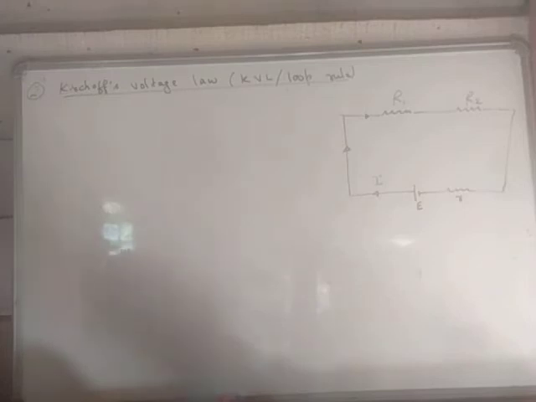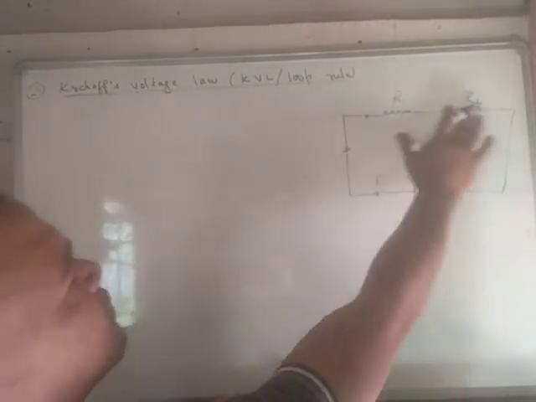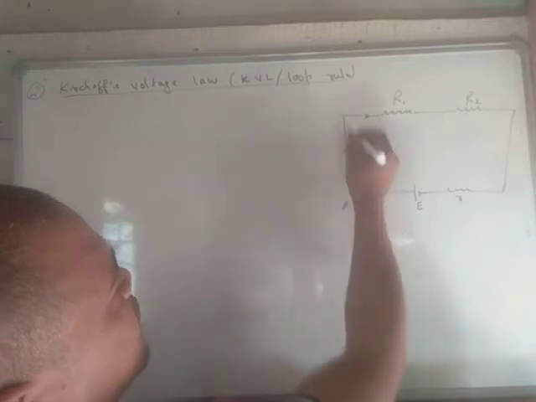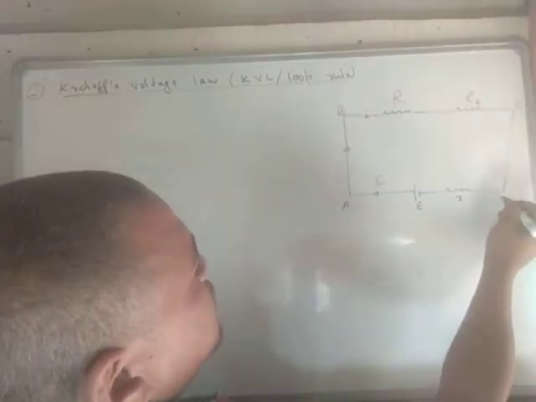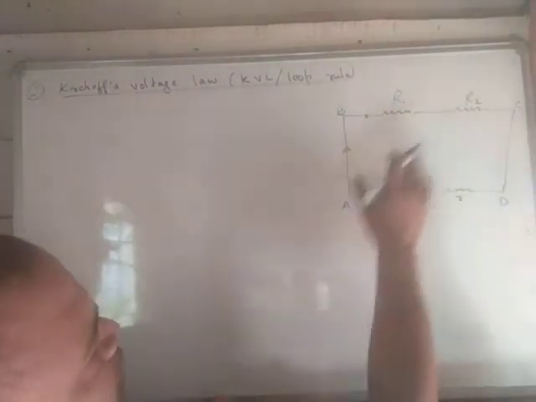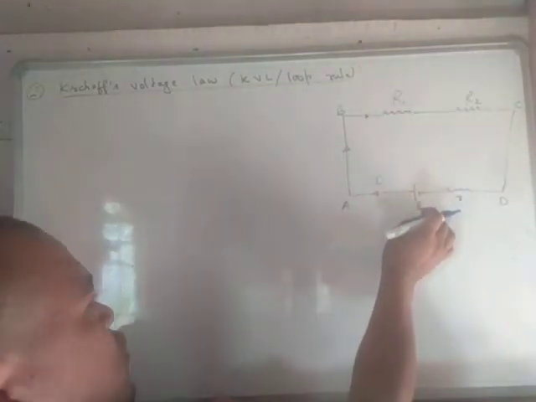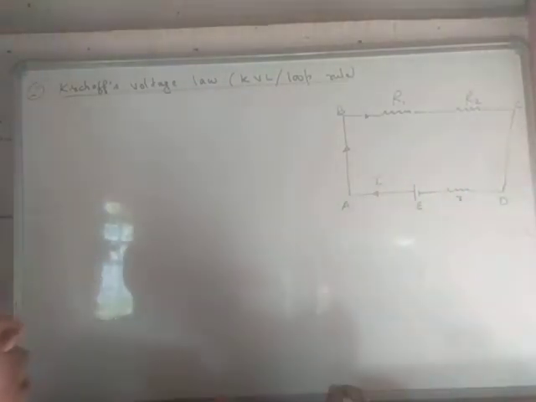This law says that the algebraic sum of the products of the currents and the resistances across any resistors is always equal to the algebraic sum of the EMF in the closed circuit. Suppose we are considering this circuit, and this circuit is closed. Suppose this is a point A, this is a point B, point C, point D, like this. Now in this circuit we have two external resistances, R1 and R2. These two external resistances are connected to a cell of EMF E and internal resistance small r.